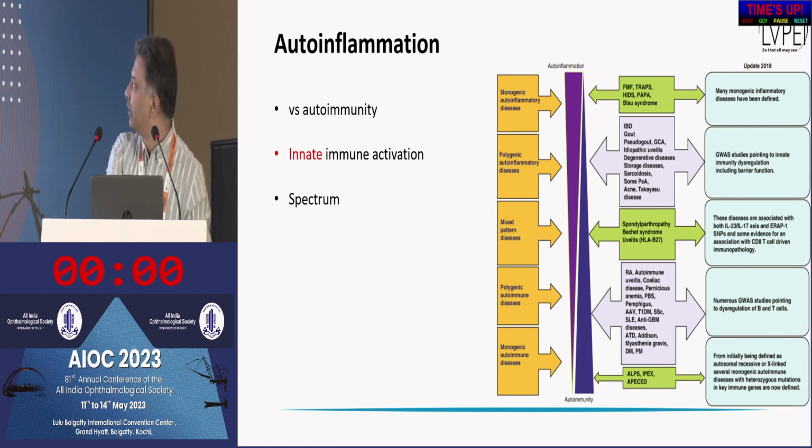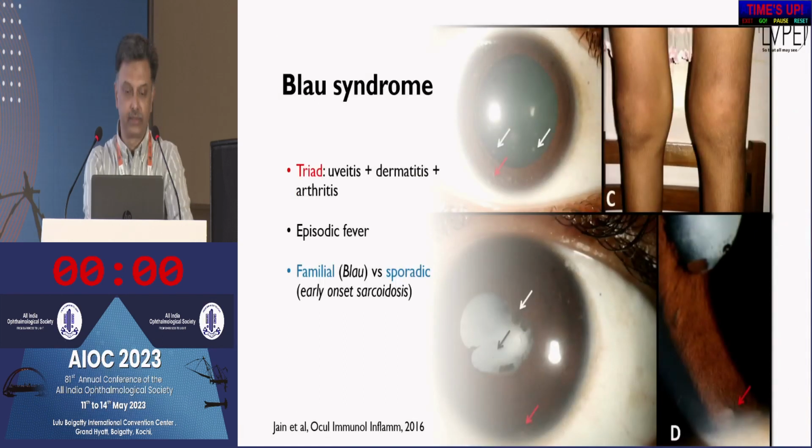So you see sarcoid and conditions like gout and GCA right on top as autoinflammatory diseases, while the ones such as rheumatoid arthritis and SLE come more towards the autoimmune diseases. So this is a big spectrum, and they kind of equalize in Behçet's disease and in the B27 spondyloarthropathy. So I hope this is conveyed.